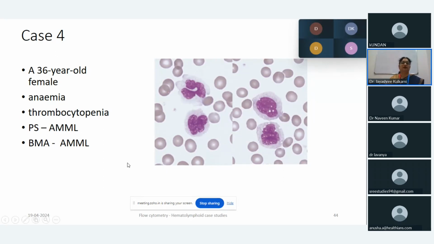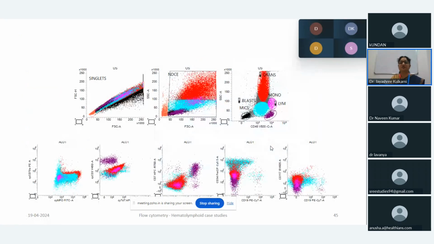Okay. Now, coming to the next case, a 36-year-old female with anemia, thrombocytopenia, and peripheral smear morphology. Obviously, you are seeing some monocytoid as well as promonocytes, monoblast kind of morphology. We are not concentrating too much on morphology because I thought I'll pay more attention to the interpretation of flow. Now, here, if you look, there are blasts in the dim CD45 region, but there are also these monocytoid cells. So the typical AMML kind of, M4.